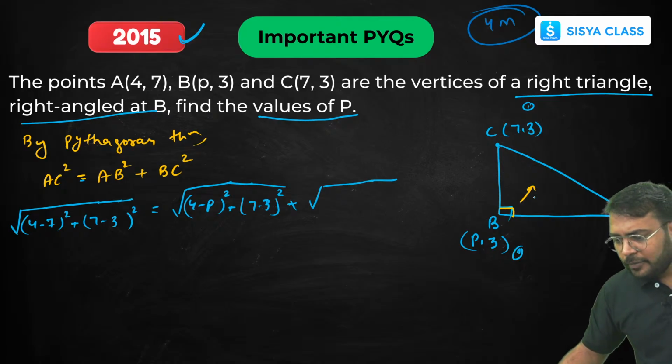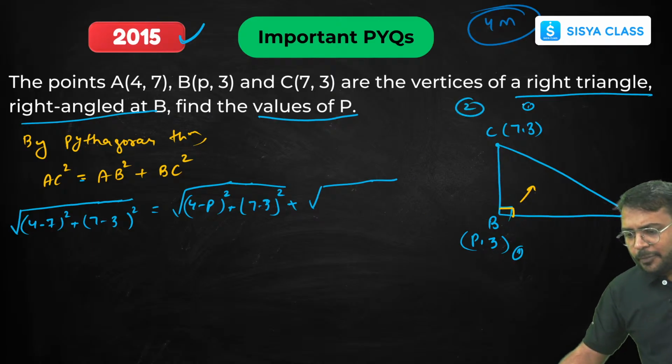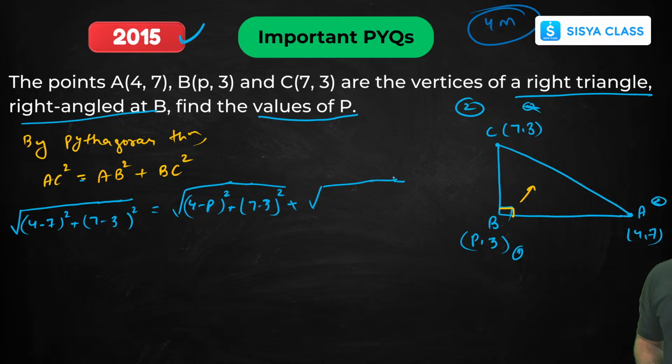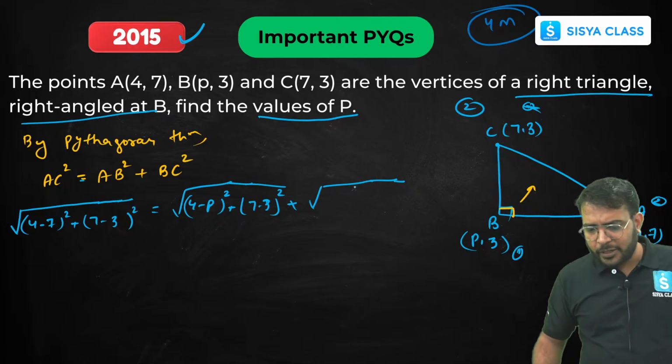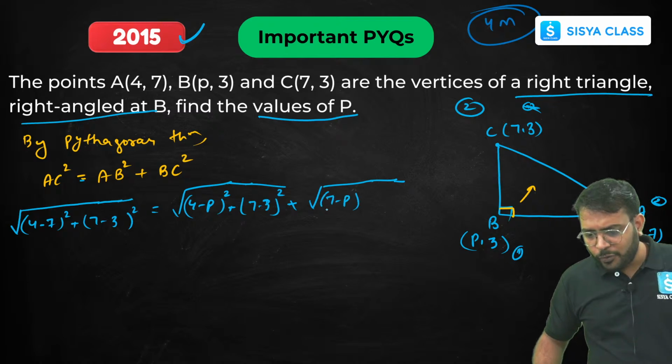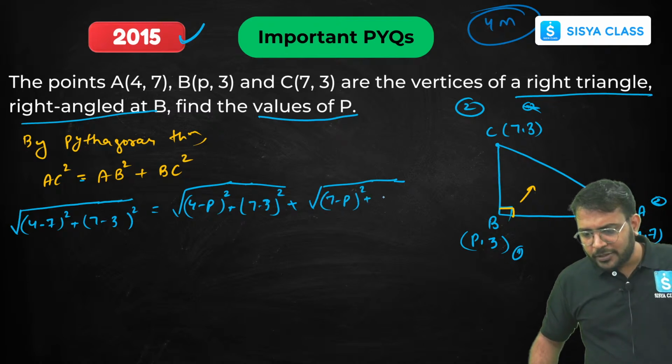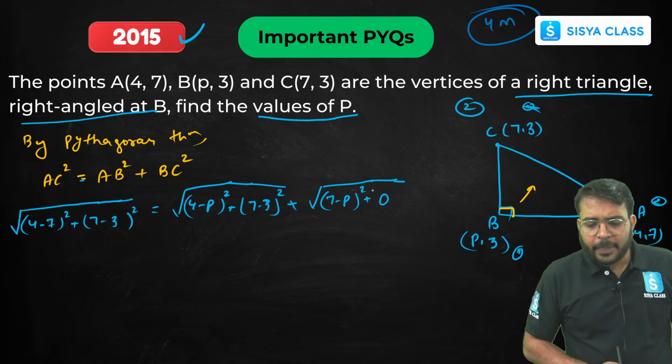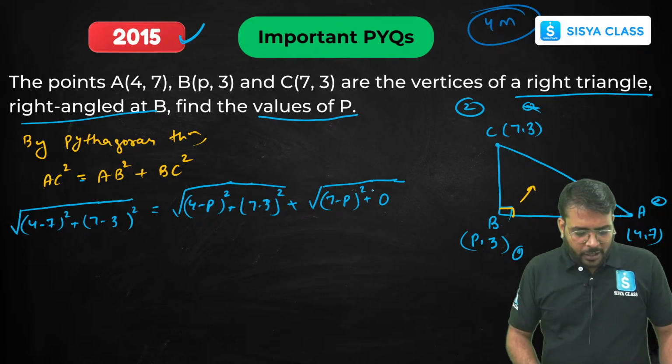Again, we take this as point 2 and this as point 1. You can take either one, as I said: you can write x1 minus x2 or x2 minus x1, but for both the x and y coordinates you have to do it in the same manner. So here write 7 minus p, 7 minus p whole square, plus 3 minus 3, which is going to be 0. I hope this is clear for you all.